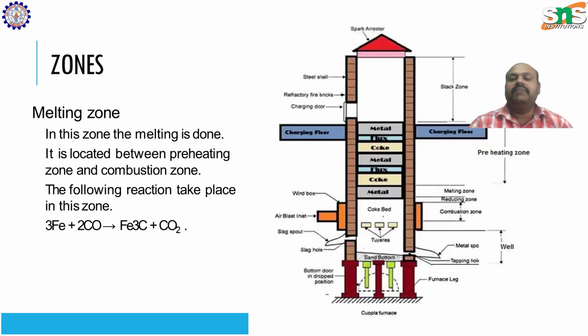The next zone is the melting zone. In this zone, the melting is done. It is located between the preheating zone and the combustion zone. The following reaction takes place in this zone. Iron combines with carbon monoxide to become iron oxide plus carbon dioxide. Okay, we'll repeat this equation once again. Iron combines with carbon monoxide to give ferrous carbide, we call it, and carbon dioxide.